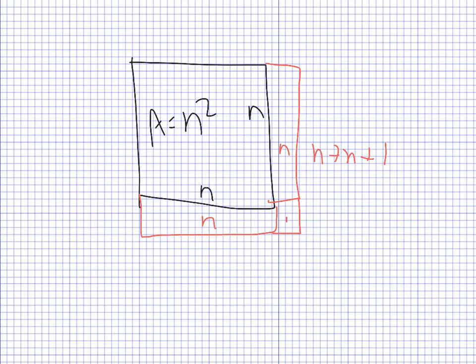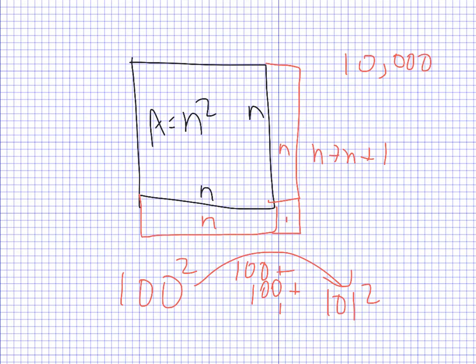So let's suppose n is 100. What does it take to get from 100 squared to 101 squared? Well, you'll need 100 plus 100 plus 1, 201. And so in fact, if you go from 10,000, 100 squared, to the next one, it'll be 10,201 for 101 squared.